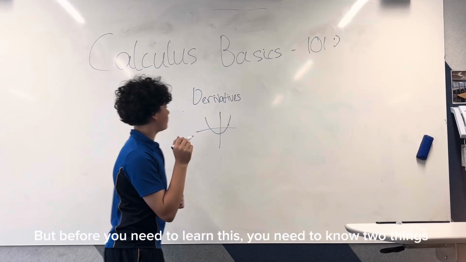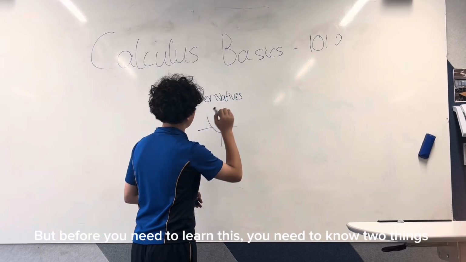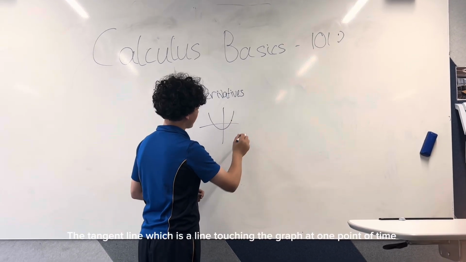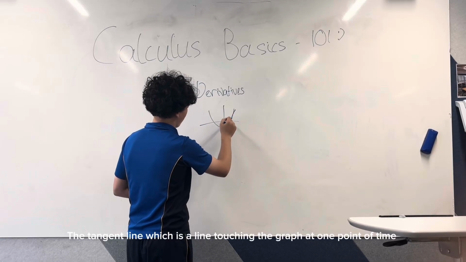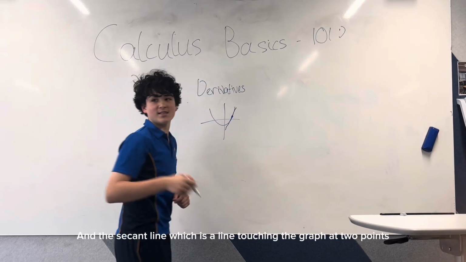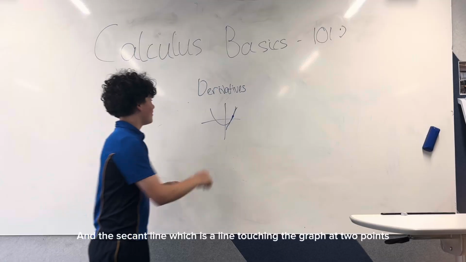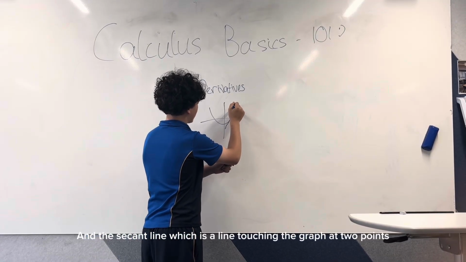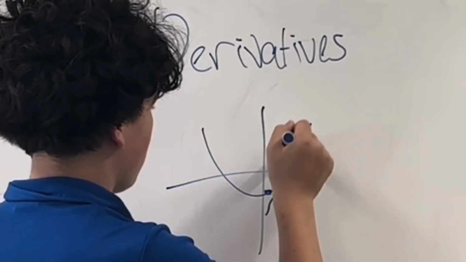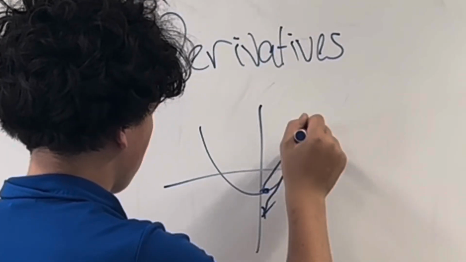But before you need to learn this, you need to know two things. The tangent line, which is a line touching the graph at one point in time, and the secant line, which is a line touching the graph at 2 points. Okay?